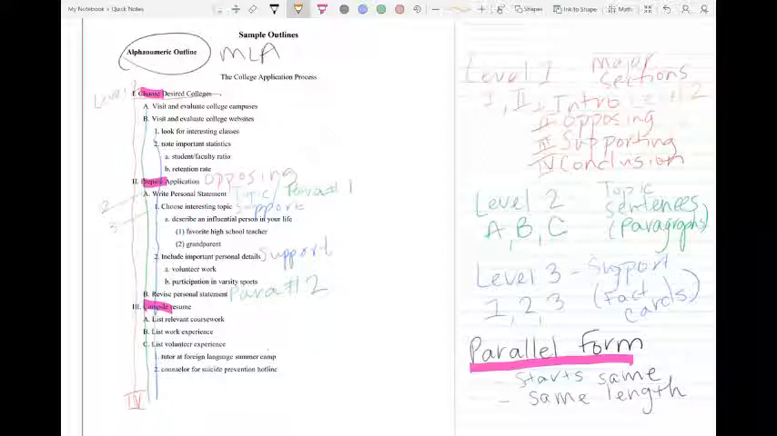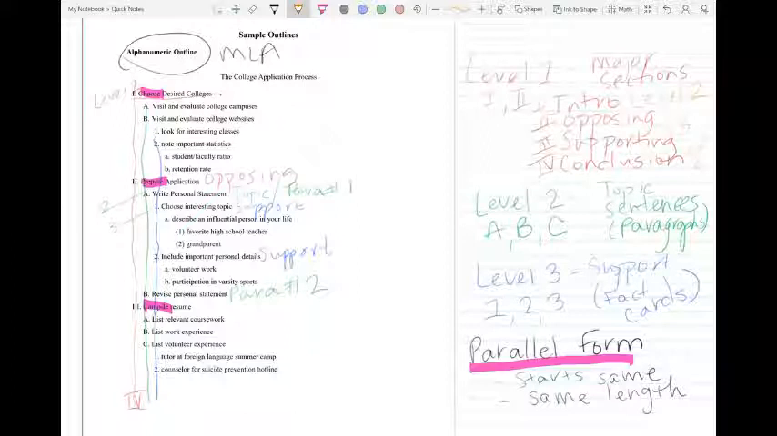Then for the opposing and supporting, you need to go to level 3s. And then in your conclusion, you can just stick with level 2s. That would be perfectly fine. But what I'm really wanting you to focus on is what kind of facts you are going to include in your opposing and supporting. So you definitely need to get to level 3s in your opposing and supporting.